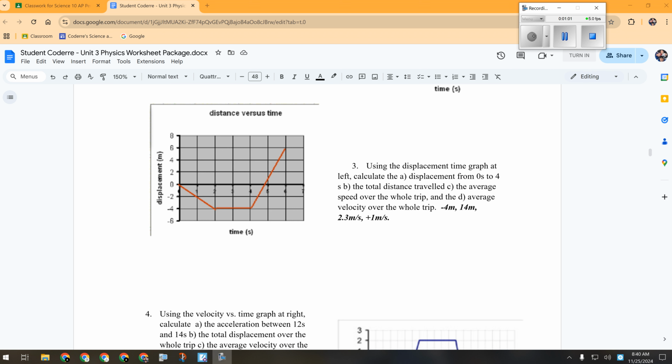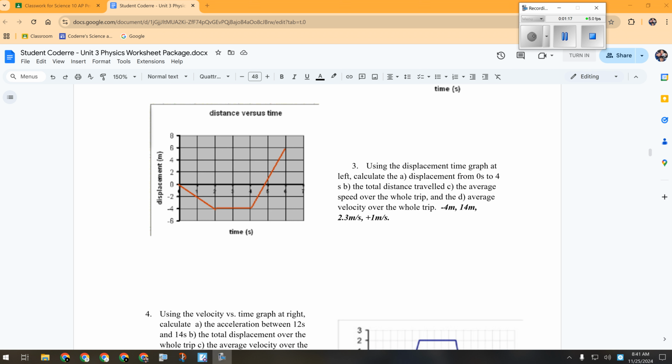Okay, and then the total distance traveled. That we have to do section by section because we have to add them together. Okay, so in this section here, we go from 0 to -4, so that's how far? 4. Okay, and then we go from -4 to 6. That's how far? Okay, so how far do we go in total? 14 meters. Okay, pretty simple.